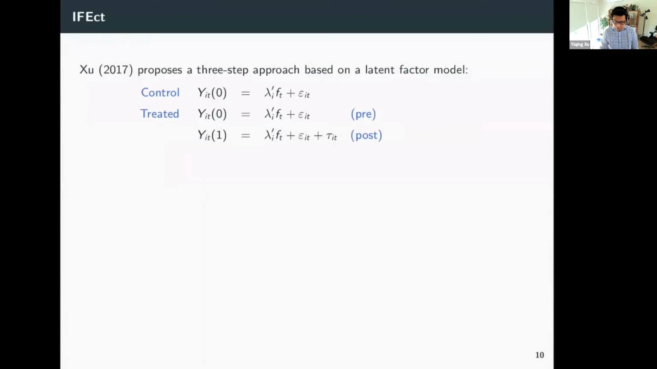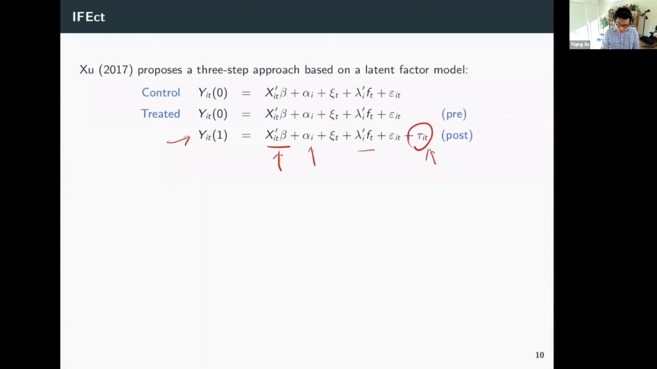Why? Because additive fixed effects are special cases of interactive fixed effects, right? Is that clear? If you keep ft as constant, this term is additive fixed effects. If you keep the loading as a constant, this term will be a time fixed effects. So additive fixed effects are simply special cases of interactive fixed effects.